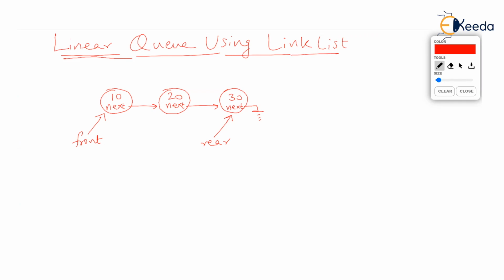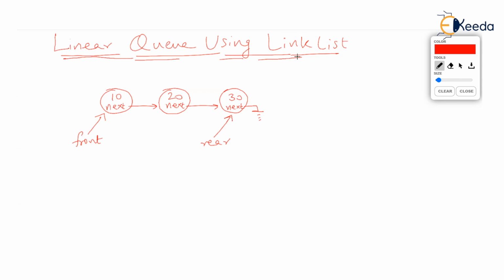Previously we saw how to construct a linear queue using an array. There was an array of fixed size and there were two counters, front and rear. Front and rear were purely integer variables. Now in this video we will see how to construct a linear queue using a linked list.